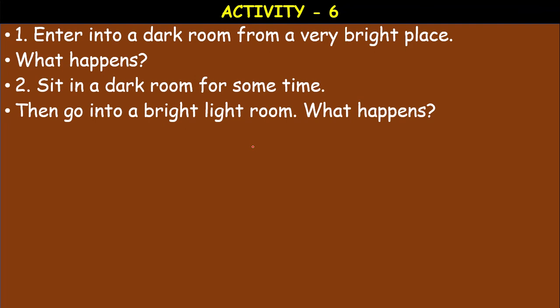What happens? Once again there is visual disturbance, because the cells present in the eye, called photoreceptor cells, have to adjust. For that adjustment, it will take a few seconds or minutes. First you went from a bright place into a dark room; second, you sat in a dark room for some time and then went into a bright room.